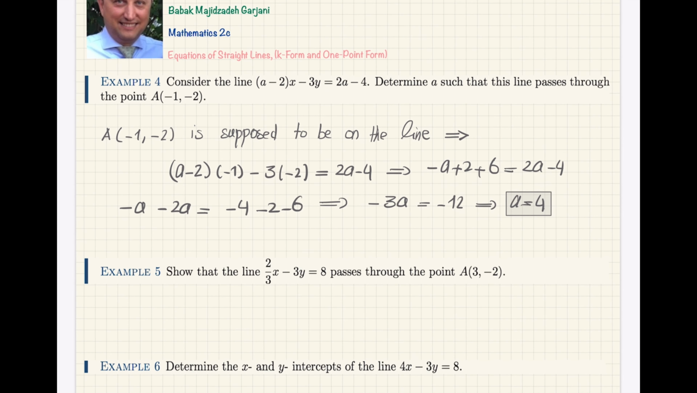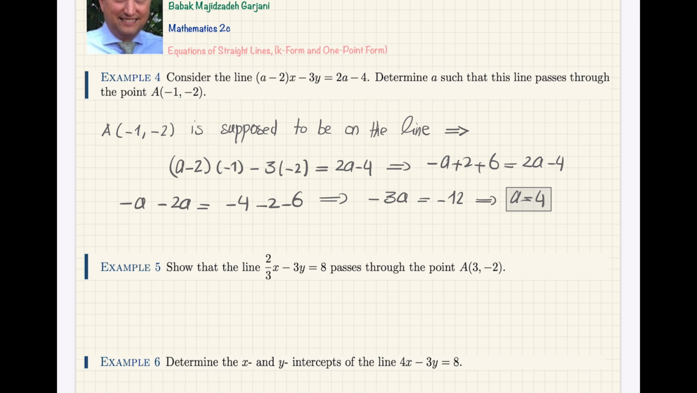But how can I calculate the x-intercept? Tell me. This is not part of the problem, so let me write it with a different color. Let us check the x-intercept. Can you tell me what I should do for finding the x-intercept?